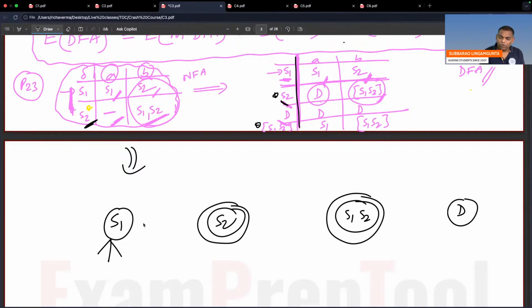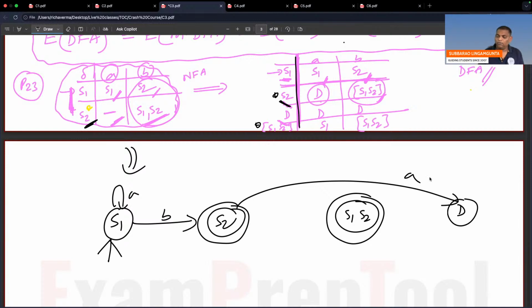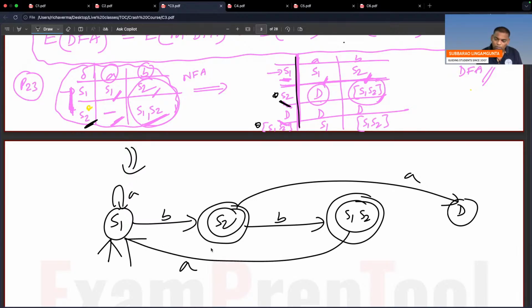Right, next one. S1 on A, S1. Next one, S1 on B, S2. Go to S2. S2 on A, dead state. S2 on B, S1, S2. Next one, S1, S2 on A, S1. S1, S2 on B itself, dead state itself.